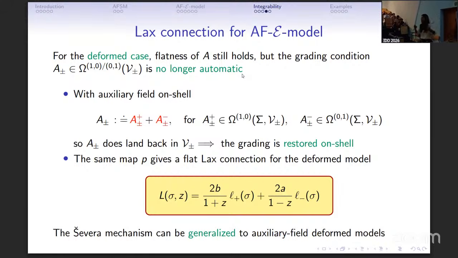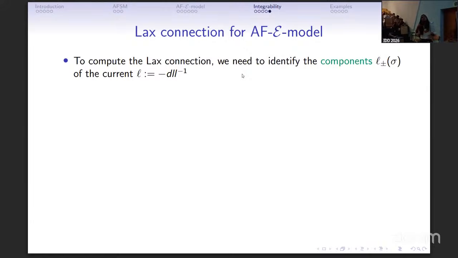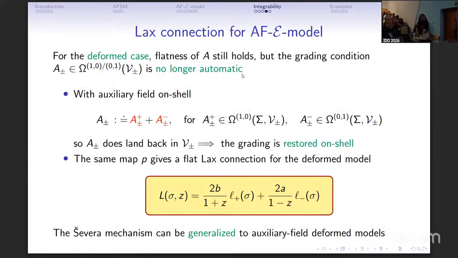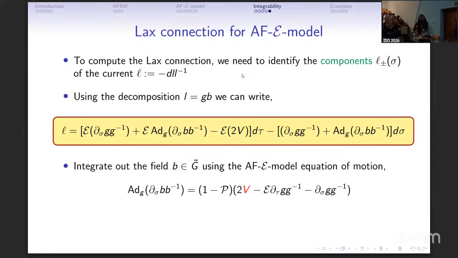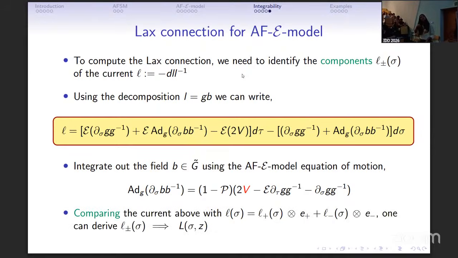What's the difference? Where are the auxiliary fields? So in order to understand that, as you can see, there are these little L pluses and L minuses sitting there, and that's where the auxiliary fields will come into the picture. And once we use the decomposition of L like this, and because we want the Lax on the group G, you would have to integrate out the G tilde part. And in order to do that, we use the equation of motion, and that is where the V shows up in the picture. And then we can compare it with the decomposition of L plus and L minus, and then that's how we can plug things back, and we would have a Lax which has relief.